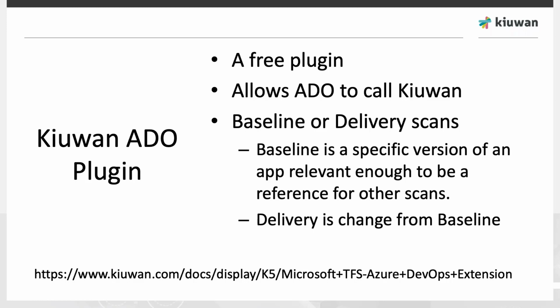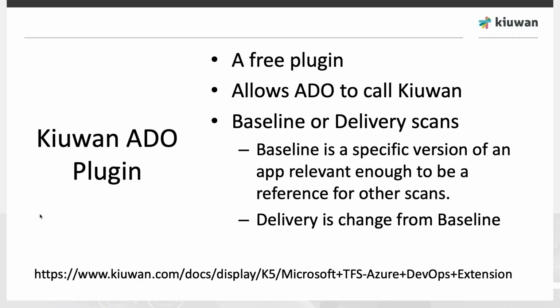So baseline and delivery scans are Kiuwan terminology. Baseline, or in this case, the Kiuwan use of baseline, is a specific version of an app and its scans that's relevant enough to be used as reference for other scans. So that's some amount of code work that you've done that is stable enough that you want to place a stake in the ground and declare this as a merge or a pull request that is a candidate for baseline. And then we can do subsequent scans against that baseline and see and mark how your quality and your security has changed with respect to that baseline.